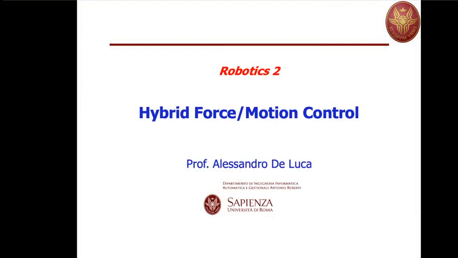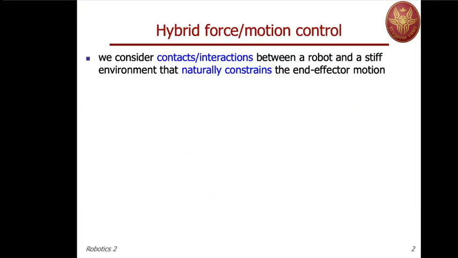We have seen that there are two conditions under which we model and control the interaction between a robot and the environment. The first involves compliance at the contact and leads to the design of impedance control. The second assumes that the environment is infinitely stiff and constrains the motion in some direction.